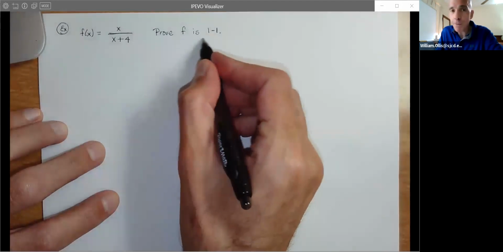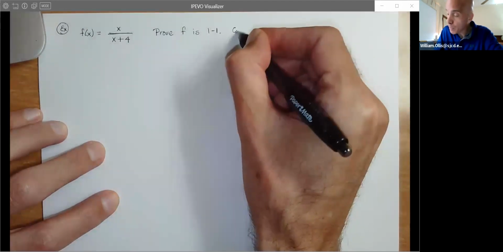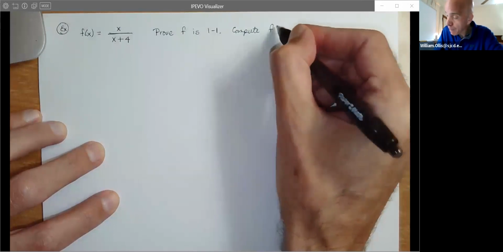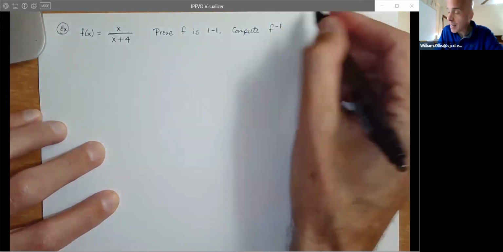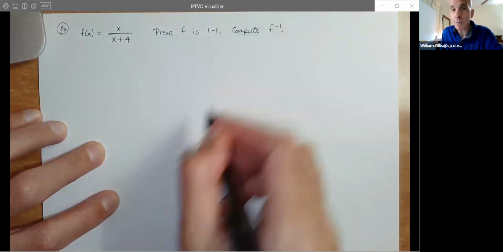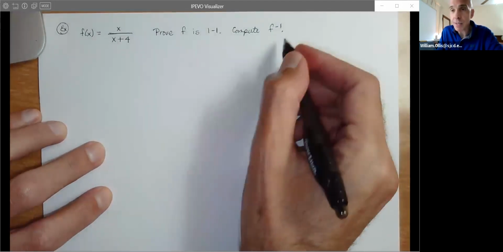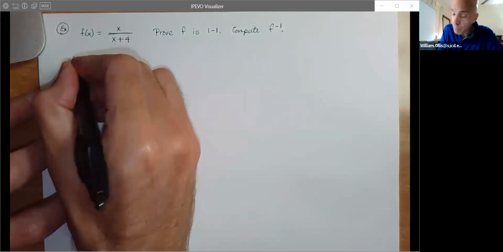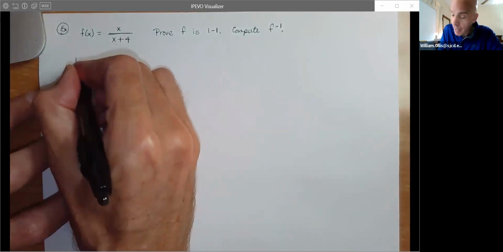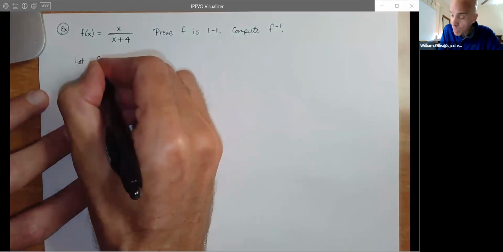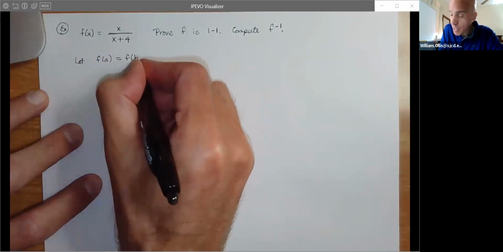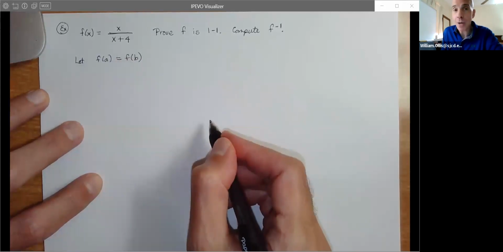So prove F is one-to-one and compute F inverse. Now, and I'll say here, we'll probably go ahead and flip around the X's and the Y's. I'll show you how to do that. So first, we assume, so we'll just use the A's and the B's, F of A equal F of B. You can use any letters you like. We just have to show A equals B.